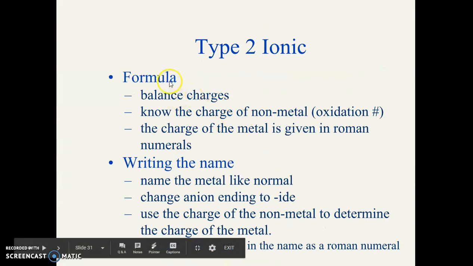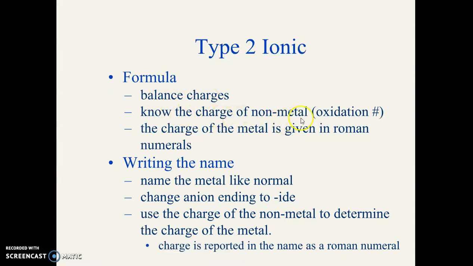So how do you write the formula for these? You still balance charges. You know the charge of the nonmetal. You know the charge of what it's bonded to, so you figure out what the total negative charge is, and then that tells you what the charge of the metal has to be, because remember, they have to balance out. So if I have a nonmetal that's a 3-, then my metal has to be a 3+.